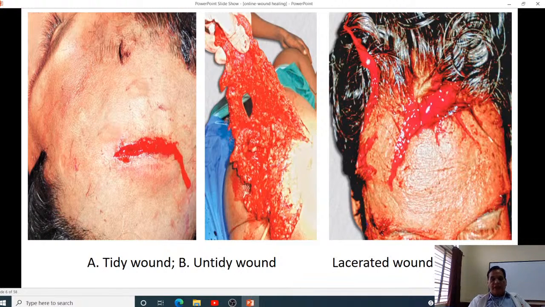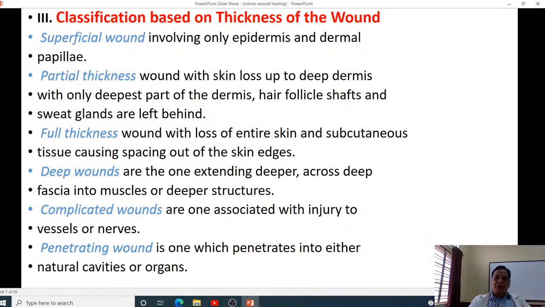In the first, it is a tidy wound. In the next, it is an untidy wound. What is happening here? A lot of skin loss has occurred. The last picture shows CLW, that means contused and lacerated wound. This classification is for the management purpose.